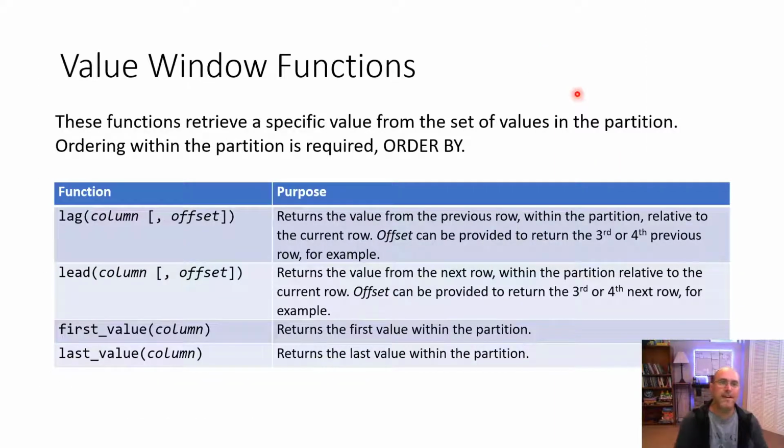Let's talk about the value window functions. Value window functions retrieve a specific value from the set of values within the partition. Ordering within the partition is required. Using the order by statement is required in there. And that's because you're trying to pull maybe the next or previous value or the first or last value. And it doesn't make sense to do that unless there's some implicit order. If you don't put order by in there, it defaults to using the primary key ordering, which is probably not what you want. So it's always best to include that.